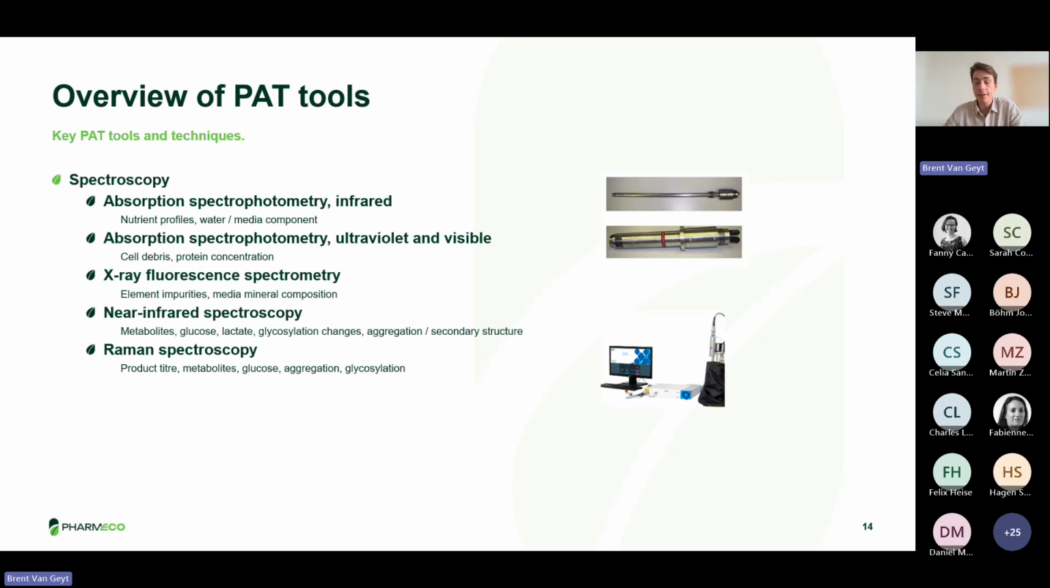UV-Vis can measure cell debris and protein concentrations. X-ray fluorescence can measure element impurities and media mineral compositions. NIR can also measure metabolites, glucose, lactose, glycerin, and many different things. And last but not least, the Raman. It can measure a lot of different things, but I'm not going to go further into the Raman because that is for Celia.